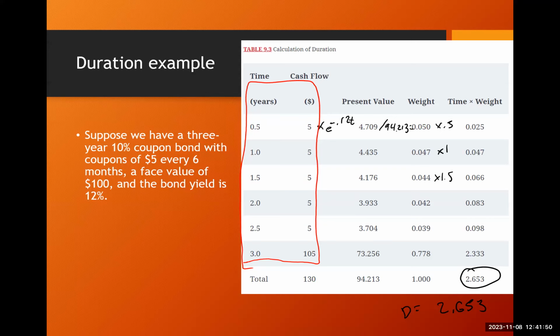So the duration of this bond is 2.65. This should make sense because most of the payment occurs at time 3, so the duration is going to be close to 3. The other cash flows reduce the duration a little bit, but not by much, because they're a small amount of the total weight.